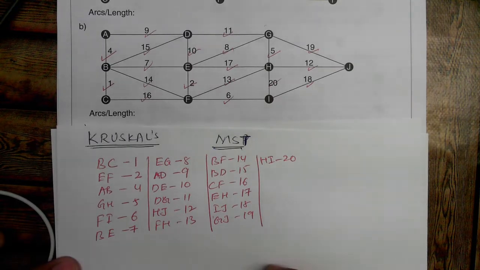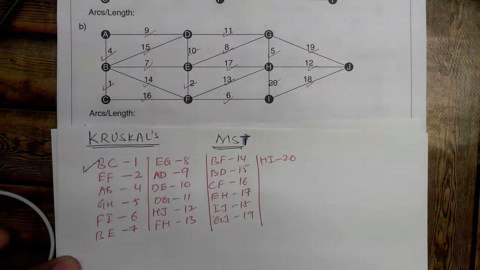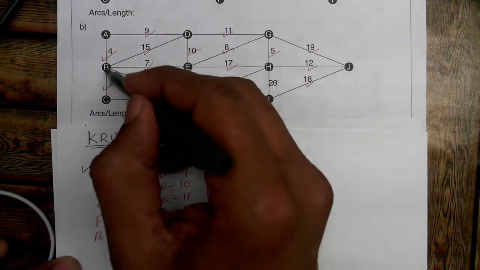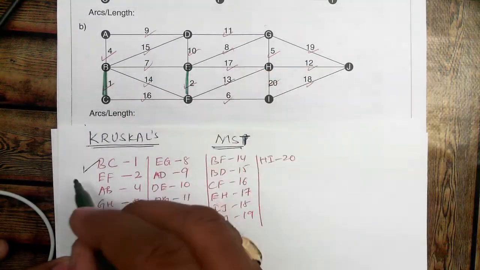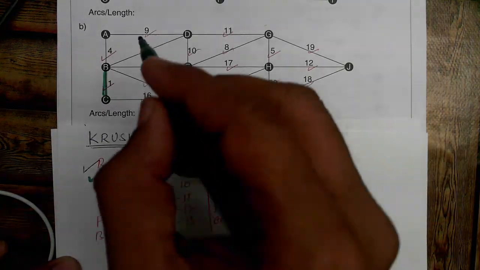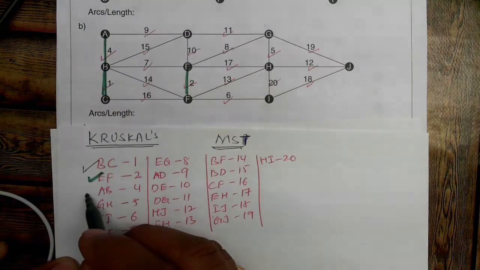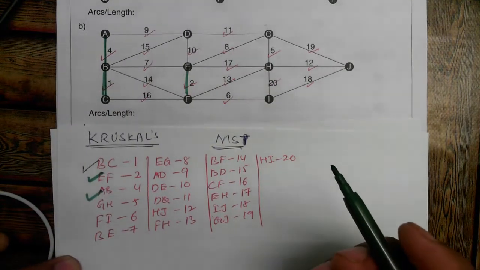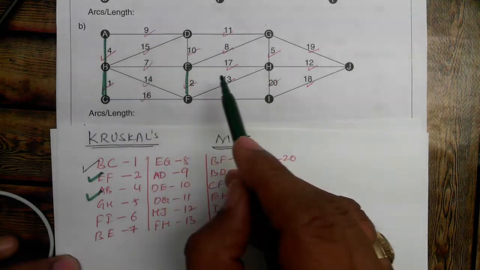Starting from BC, BC is accepted. I'm going to show it like this. That's 1. Then EF is here, that's 2, that's accepted as well. Then AB is number 4, that's accepted as well. Make sure that whenever there's a cycle, you can't accept that. So GH is accepted as well.